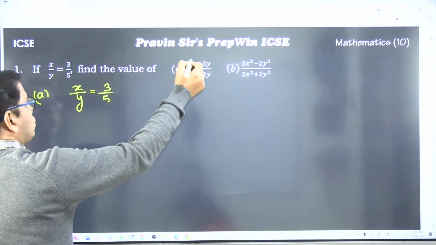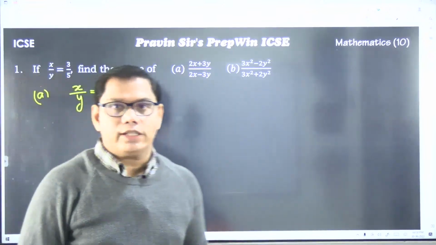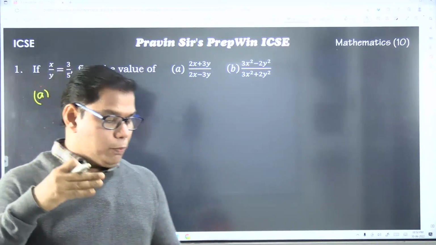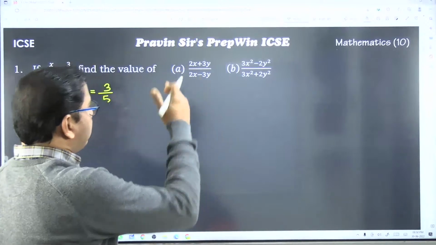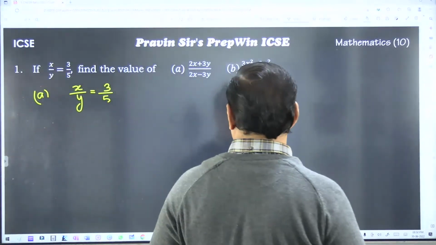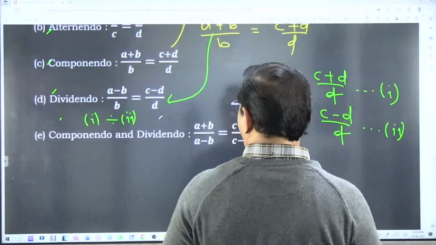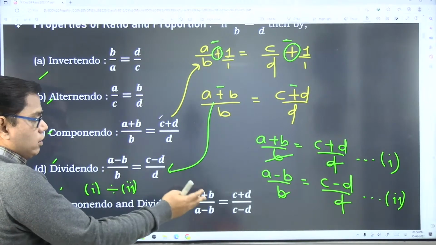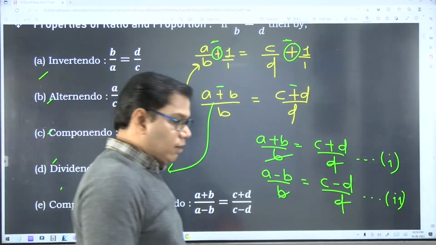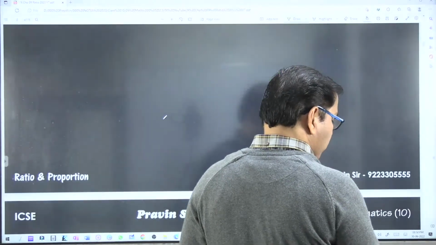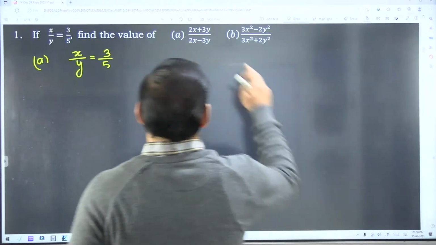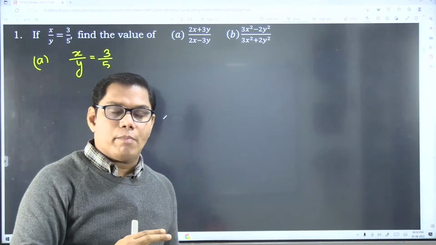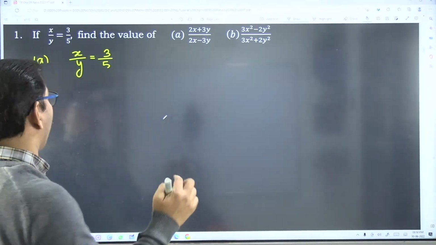What we require first is 2x plus 3y upon 2x minus 3y. If you see the structure of this question, which property are we going to use? We have seen 5 properties. What do you think, which property will be used here? Does it match a plus b upon b? Which structure matches? Please type in the comment box. 2x plus 3y upon 2x minus 3y, plus in the numerator and minus in the denominator. I want to know which property.